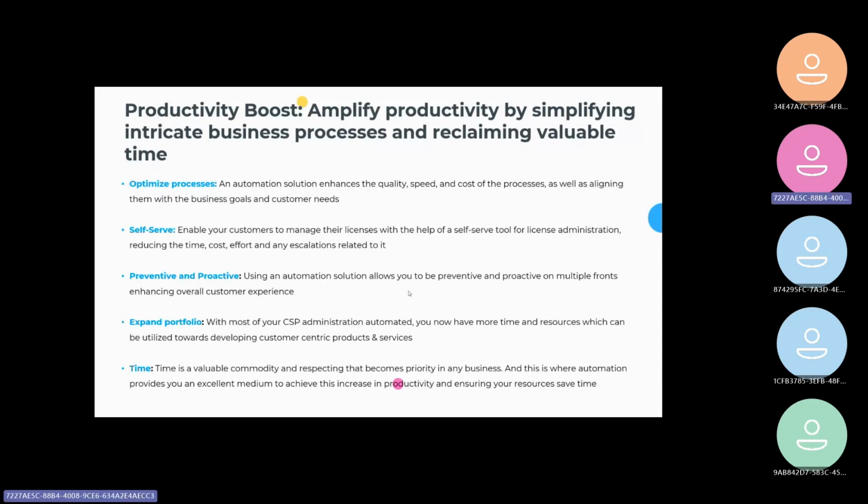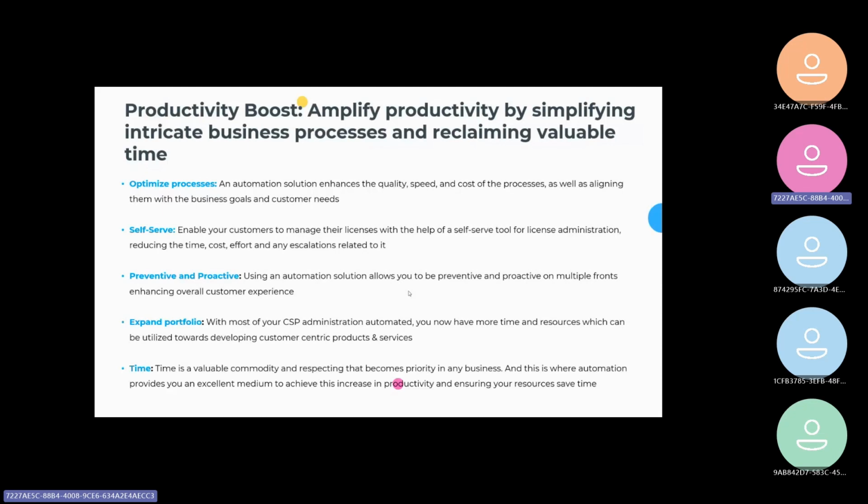Now, all the resources that you're able to save, you will be able to invest in ensuring that you're able to expand your portfolio and identify more avenues of business. This is again one of the important factors for any CSP business because the current market is extremely competitive. Just relying on license purchases and sales is sometimes not sufficient. So you'll of course be looking into more technology, identifying products or even services that you will be able to provide to your respective customers.